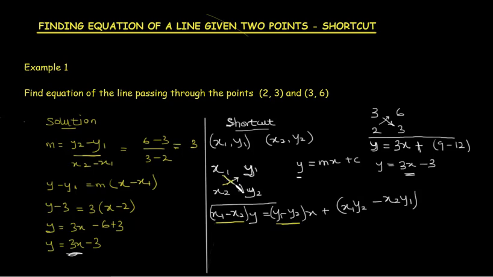First, you multiply diagonally. So x1 multiply x2 minus x2 multiply by y1, and that will give you the c. So this is in the form of y is equal to mx plus c, which is the intercept on the y-axis.